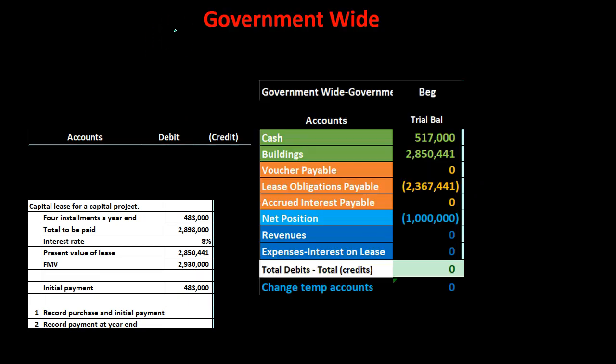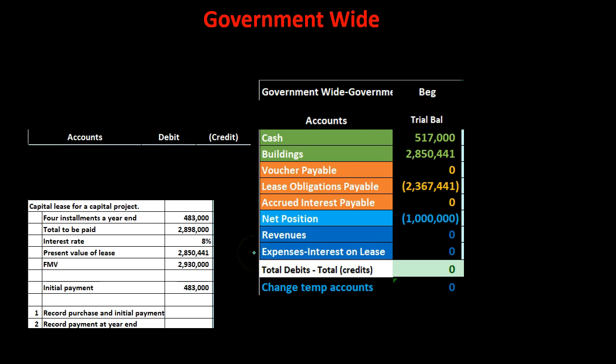Now we're going to go back to the government-wide activity. We're going to pretend it's the end of the year now, when we're going to make the first payment on the lease. So we're in the government-wide activity. We basically put it on the books as a capital lease. Now we're going to make the payment on a normal type of accrual basis on the government-wide activity. So if we make the payment, then we're going to be paying down this lease obligation. We're going to be paying down cash with it. Cash is going to go down.